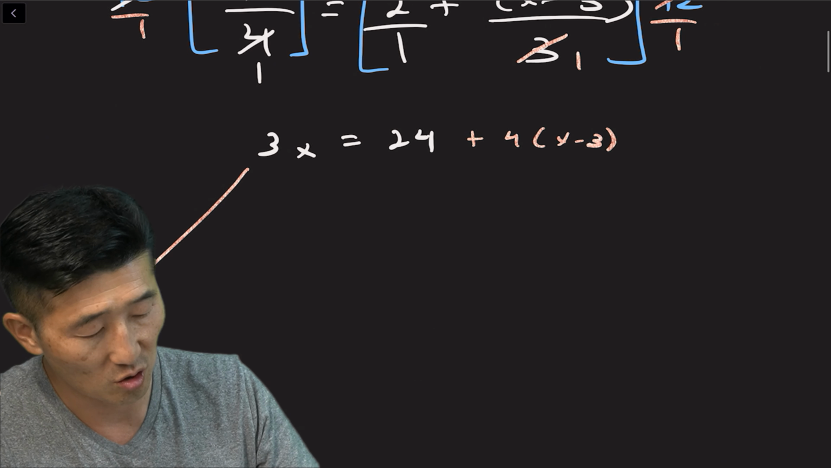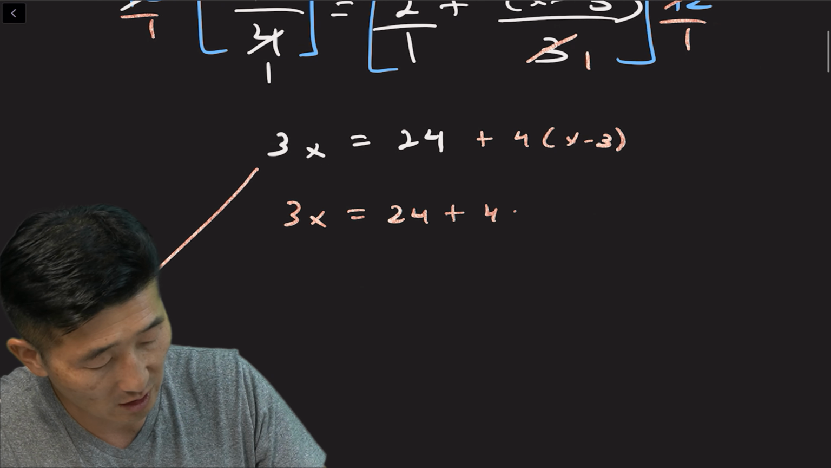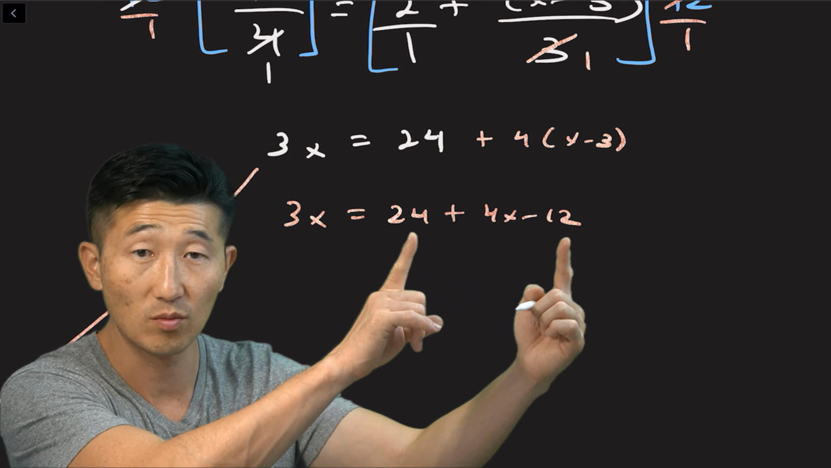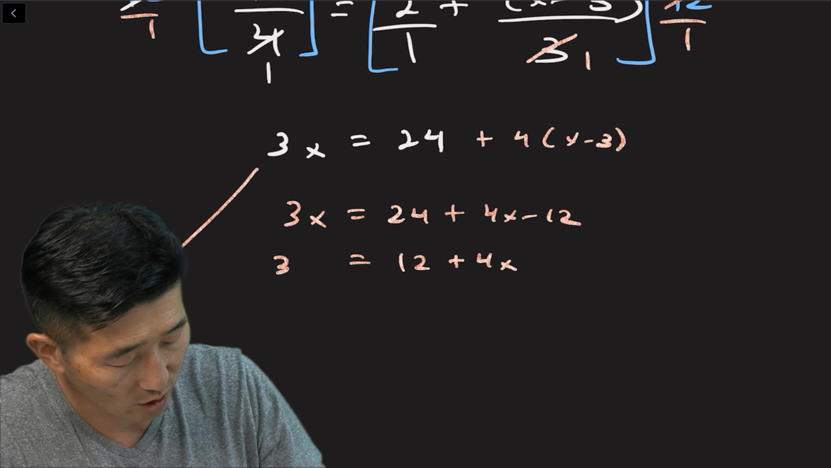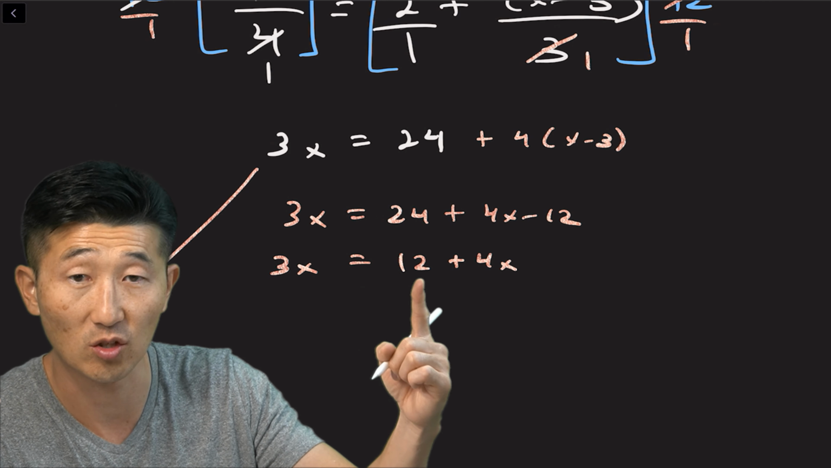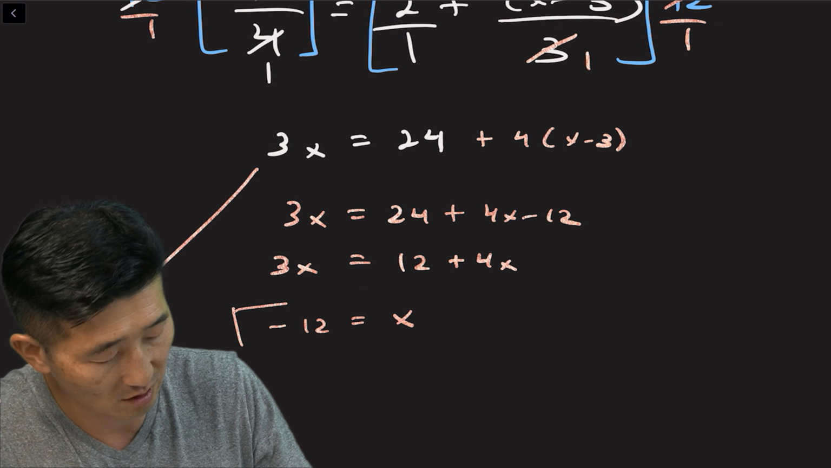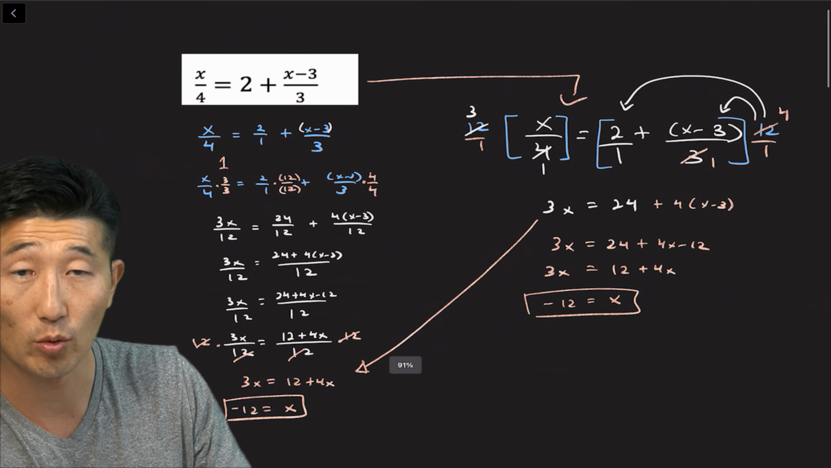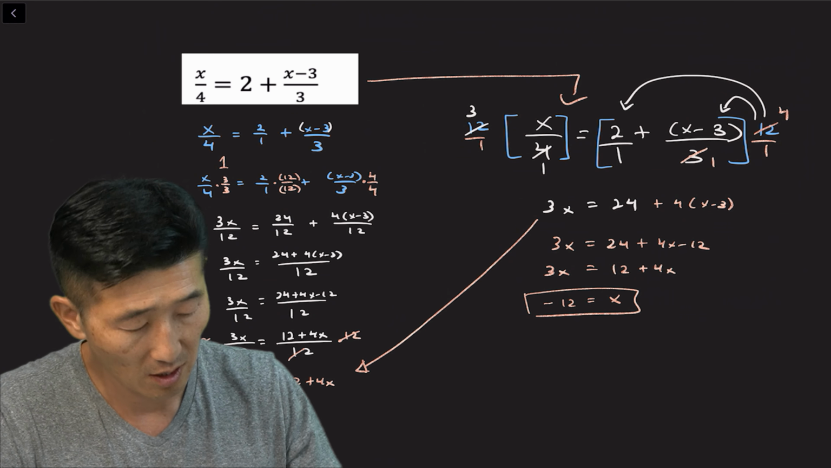And then you just do your basic math. 24 plus 4x minus 12. And you simplify these two. These become 12. And I'm going to subtract 3 to the right and subtract 12 to the left. This will become negative 12 equals x. And there is our final what? Answer. Okay, there you go. So we're going to use this method or this procedure, but now you know why.